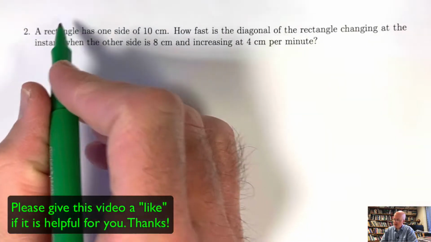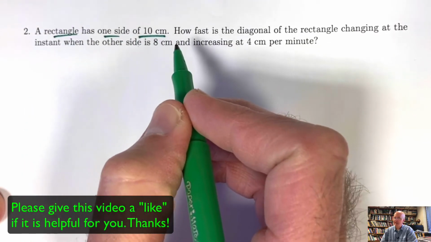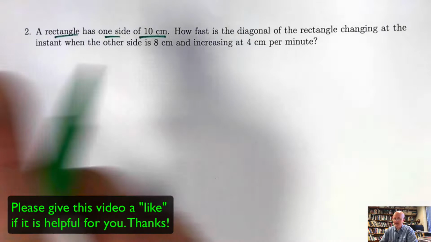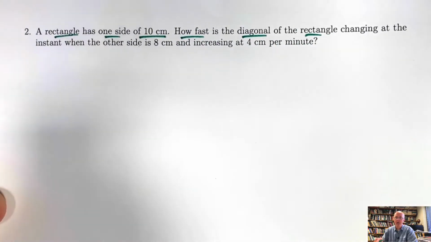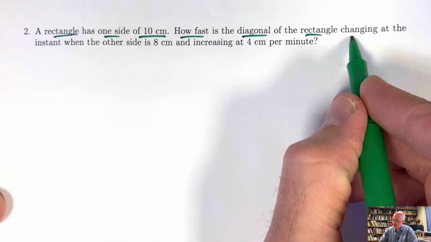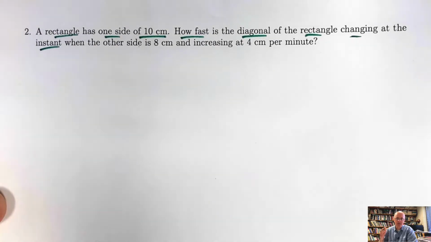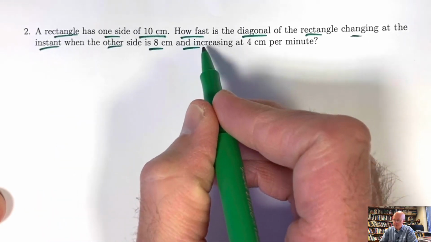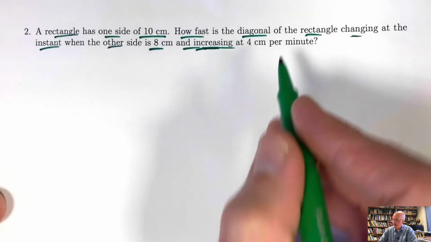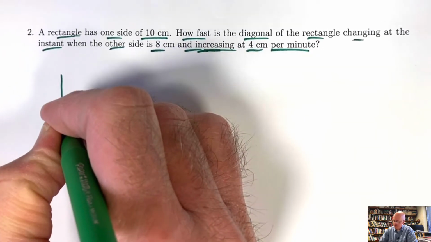Number 2 says a rectangle has one side of 10 centimeters. Evidently that stays fixed, and that's confirmed as you read the next part of it. How fast is the diagonal of the rectangle, from one corner to the opposite corner, changing? That's a rate of change, a derivative. At the instant, is it t equals 0 or t equals something else? It doesn't matter. When the other side is 8 centimeters, and evidently that other side is increasing, getting longer at 4 centimeters per minute. So there's a rectangle.